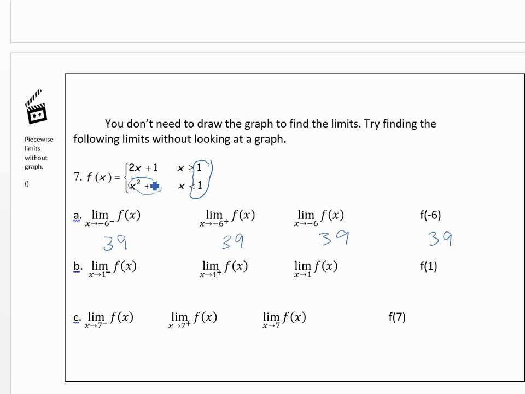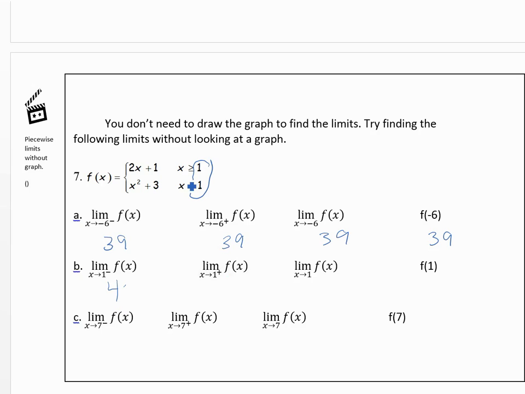Now, I said x equals 1 is where we'll have to be careful. So for the left-handed limit, that means we're less than 1. So we're going to use the less than 1 piece and plug it in there. So we'd have 1 squared, which is 1, plus 3. Our left-handed limit is 4.